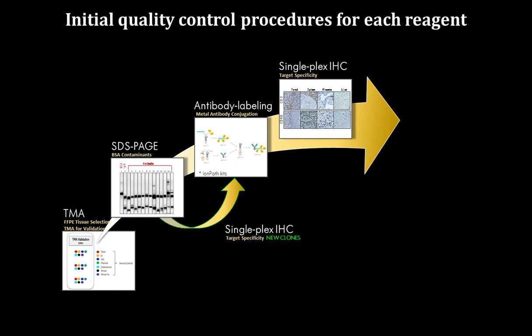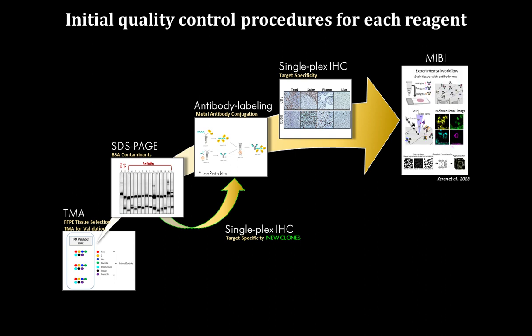For each metal conjugated antibody, the working titer is determined by MIBI as the titer that yielded maximal separation between signal and noise across different types of tissue. Tissue processing and staining and quantitative analysis are carried out as described in our recent publication in Cell.